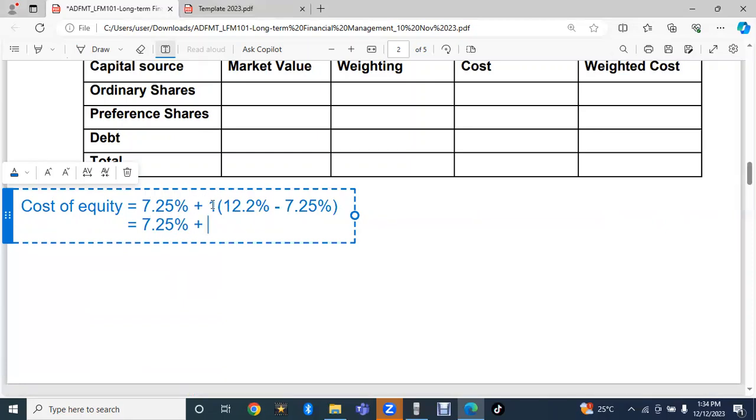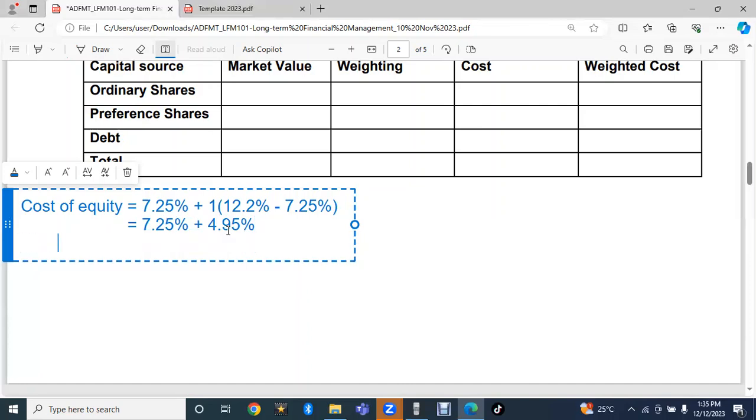Now you can just punch this in your calculator. Remember we follow BODMAS. We first work out the bracket. So you take 12.2% minus 7.25%, which gives 4.95%, and then you multiply by 1. Anything multiplied by 1 has no effect, so we have 4.95%.